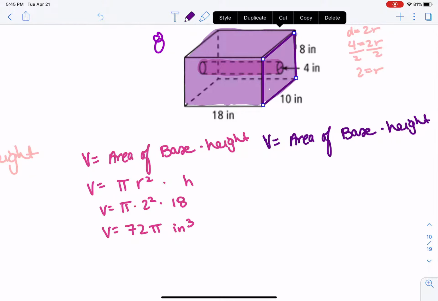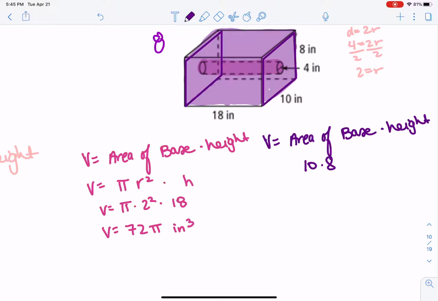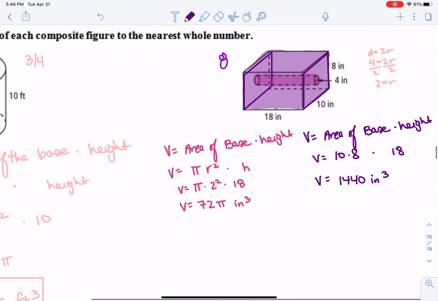This one, it doesn't really matter what you look at as the base because it's rectangular. So they all have parallel pieces. But just to be consistent with the cylinder, I'm going to do that. So the area of the base would be 10 times 8, or length times width. And then the height would be 18. So if I do that, I get a volume of 1440 inches cubed.